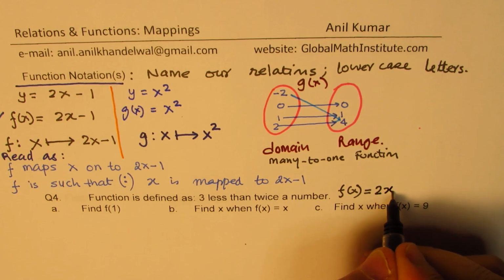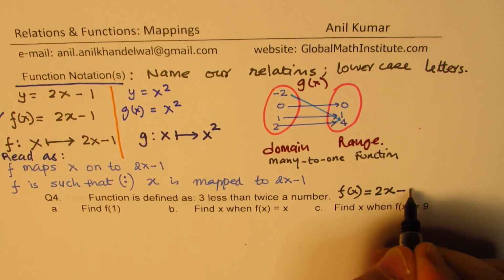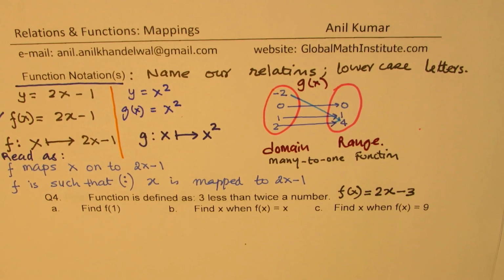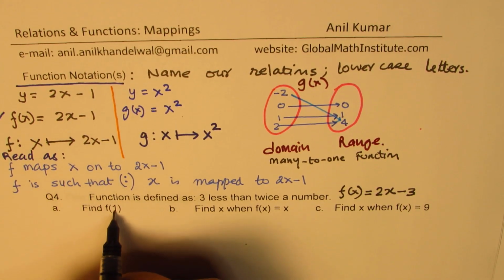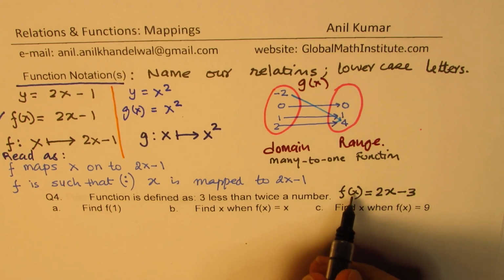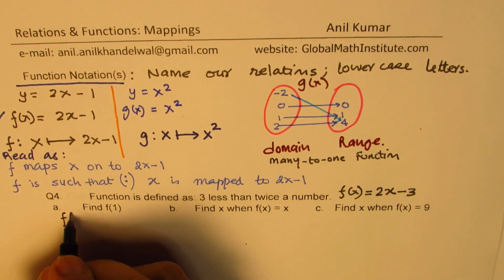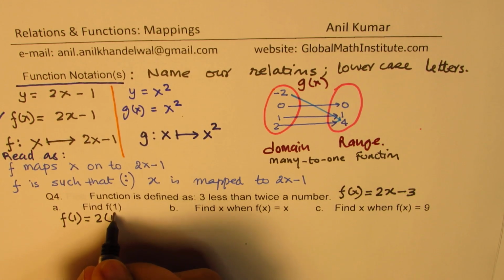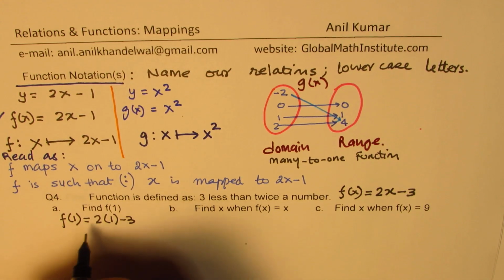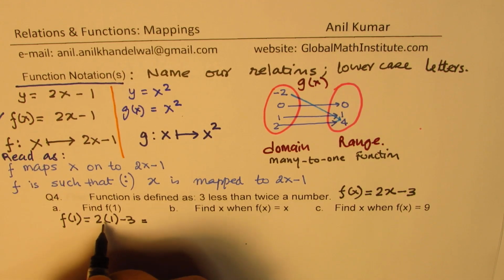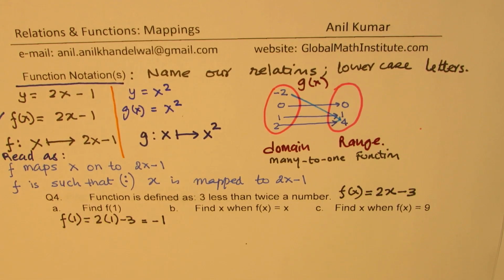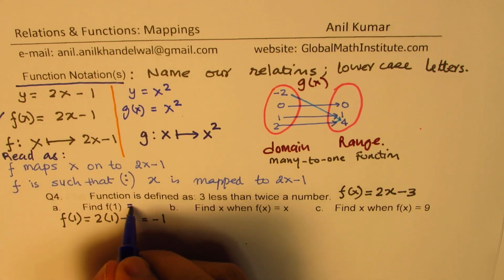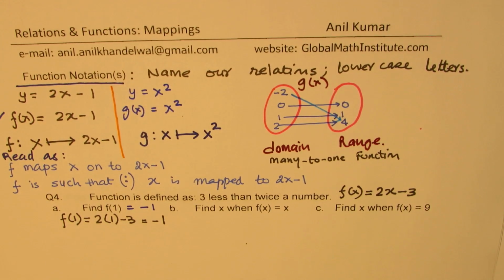Number represented by variable x, twice a number, and then you take away 3. Okay? So that becomes your function. Now when I say f of 1, it really means replace x with 1. So when you do that, we get f of 1. So replace x with 1, so we get 2 times 1 minus 3. And this is equal to minus 1. So the value of f of 1 is minus 1. Perfect. Do you understand the concept? So that means this is equal to minus 1, as shown here.